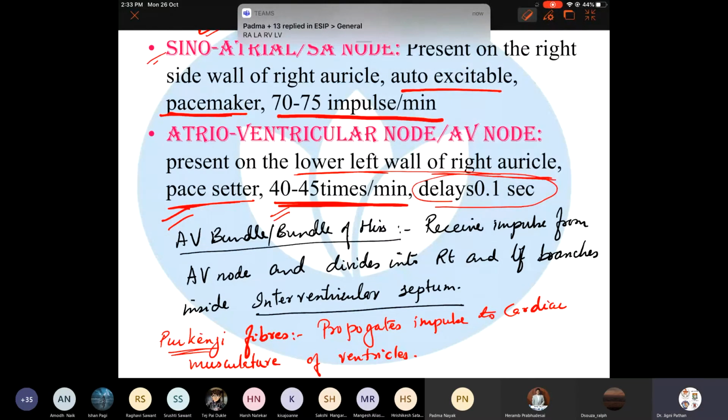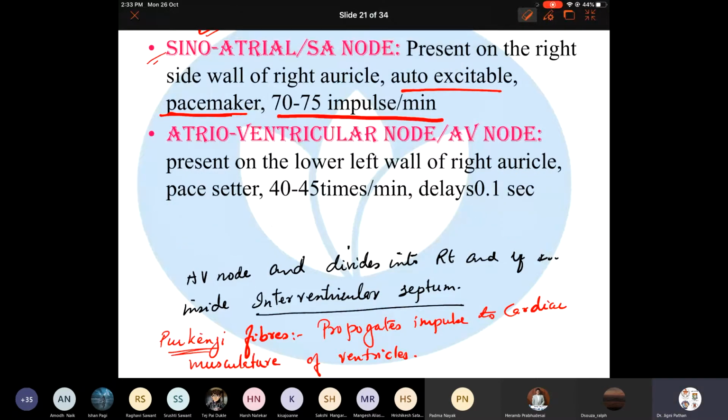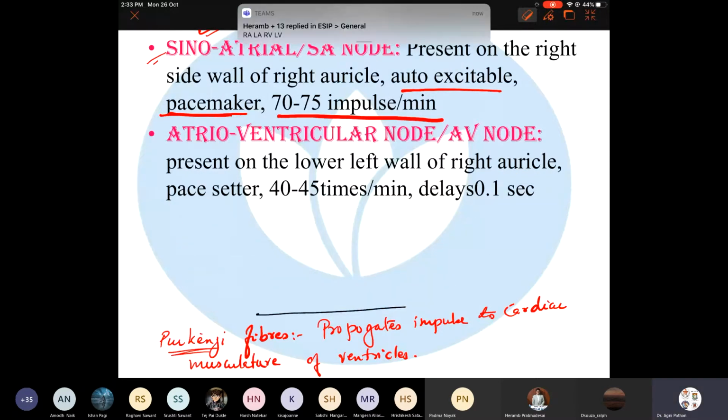Please mute your mic. Don't unmute your mic when your internet connection is not strong. If you have doubts, please text me.